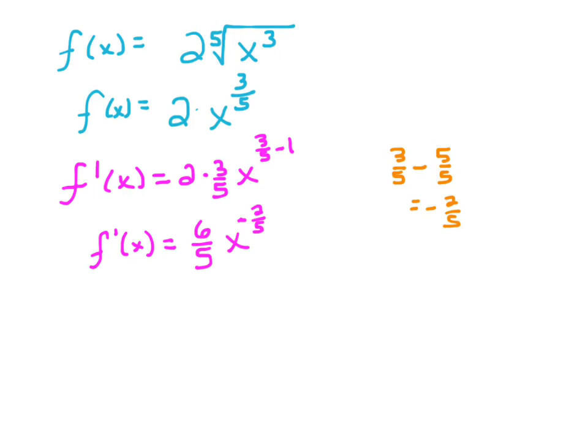Last step, I want to rewrite this back without the negative or fraction exponents. So my derivative would be equal to 6 over 5. I notice that my exponent is negative, and so that's going to put my x in the denominator. And then it's a fraction, so I've got a root. My denominator is 5, so it's going to be a 5th root of x squared. And that's my derivative.